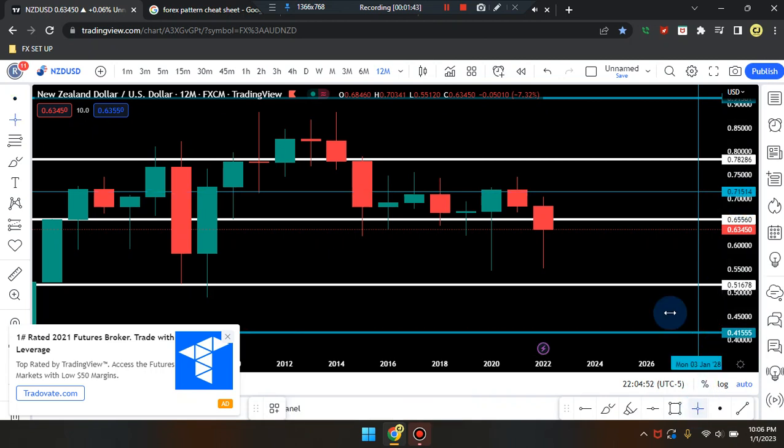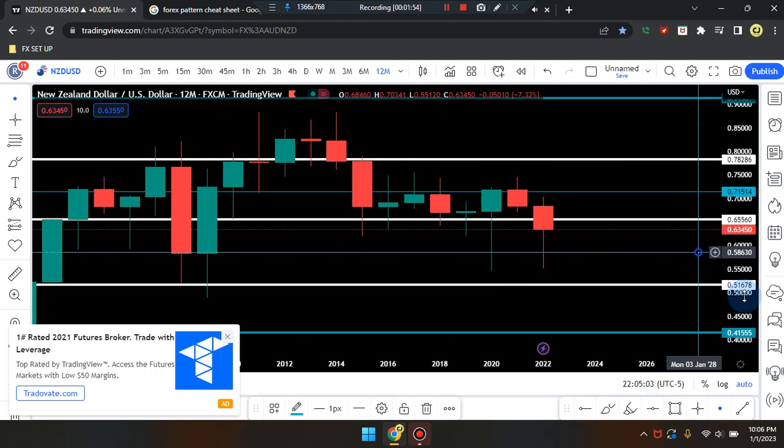If price action drops down, it can tag the support line at 0.51678. And before tagging that area, it can tag the midpoint at 0.58630.